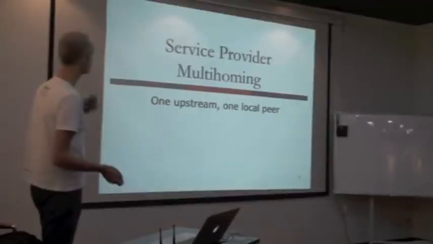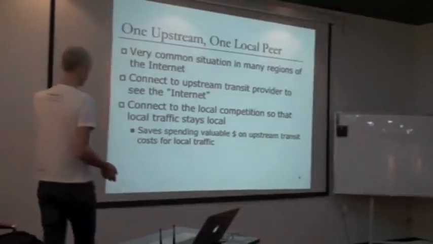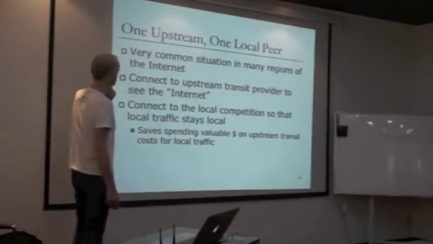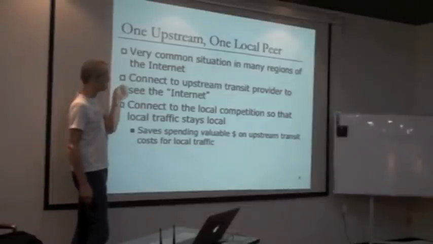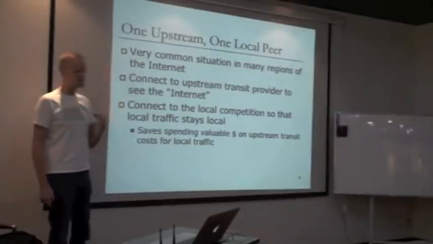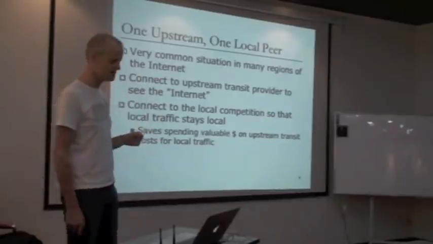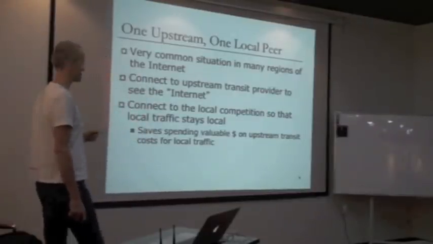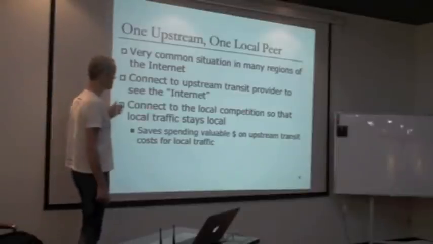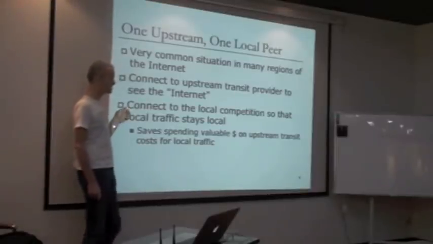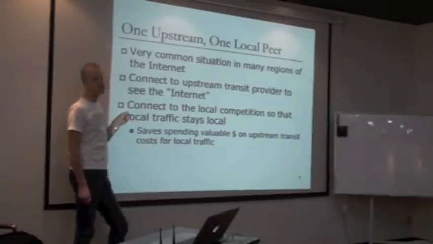So one upstream, one local peer. This is very common in many regions of the internet. We connect to the upstream transit provider to see the internet, right? They're the ones who are giving us our international transit. And with the local peer, we connect to the local competition so that local traffic stays local.